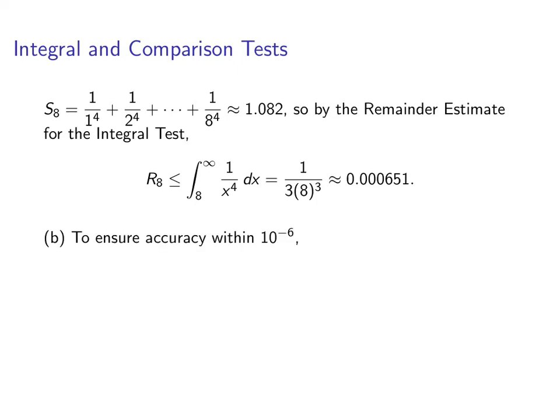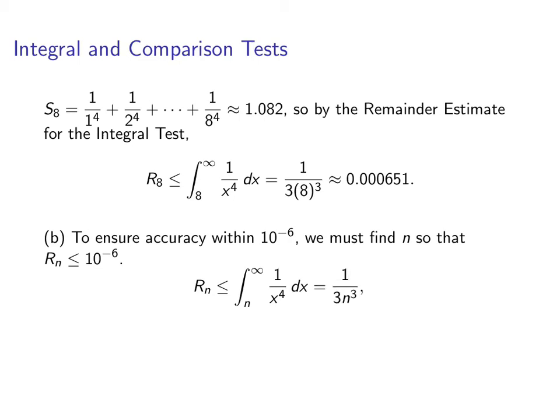But now let's see if we can ensure an even more accurate estimate. So we'll do that to within 10 to the minus 6. So what we need to do is find an n so that r sub n is less than 10 to the minus 6. We know that r sub n is less than the integral from n to infinity of 1 over x to the fourth dx. We've computed already that that integral is equal to 1 over 3n cubed. And we want 1 over 3n cubed to be smaller than 10 to the minus 6. If we do, then that makes r sub n smaller than 10 to the minus 6.